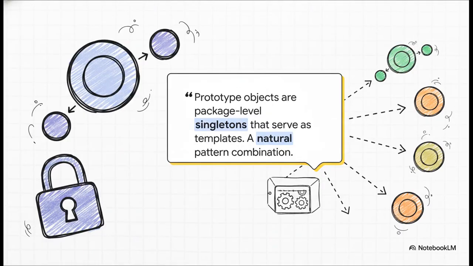And you know what's cool is how design patterns often play together. In this case, our prototypes, those package-level variables we made, are basically singletons, right? There's only one instance of white prototype for the whole application. This makes it a perfect, stable template for cloning. It's a really natural combination of two powerful patterns.